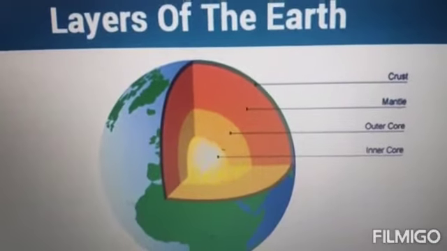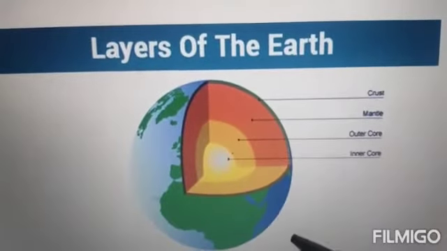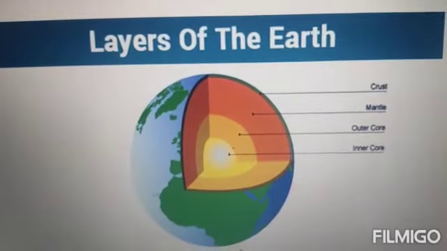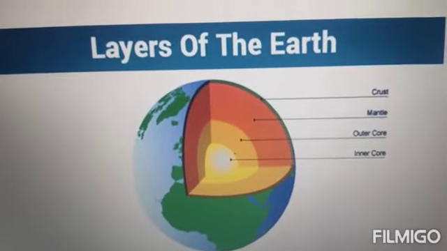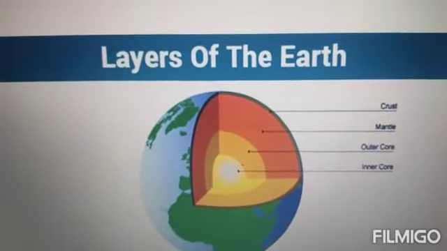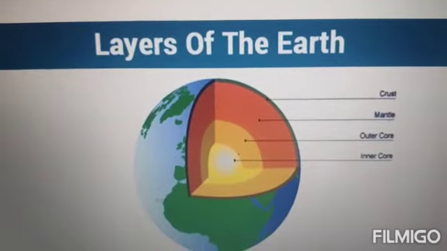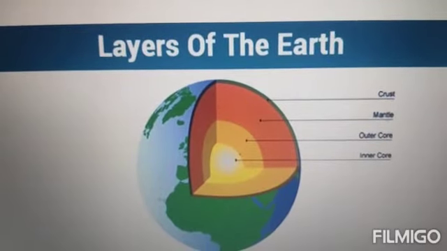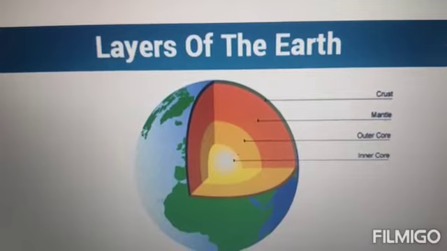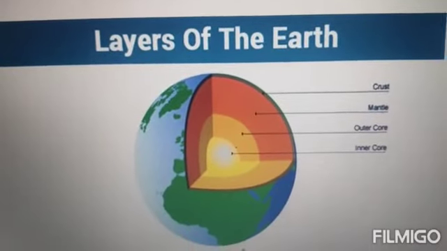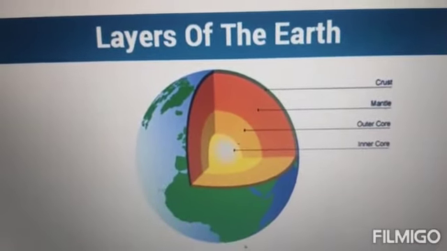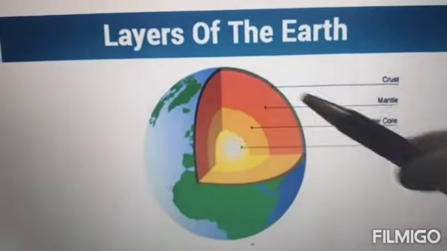And the last part, that is the outer part, it is called the crust. Crust is the thin, hard outer layer of the earth. It is made of solid rocks, minerals and layers of soil. You can see our continents are on this crust part.